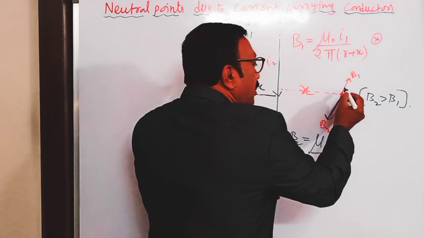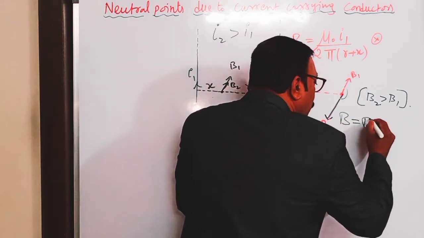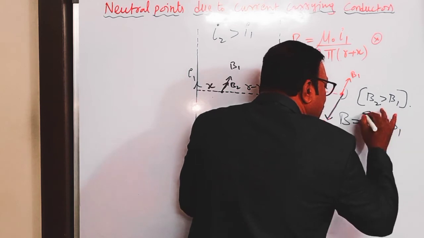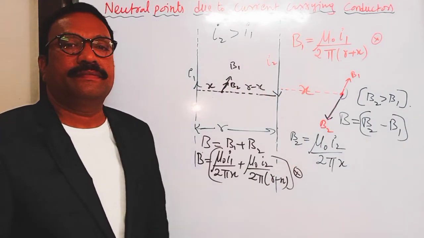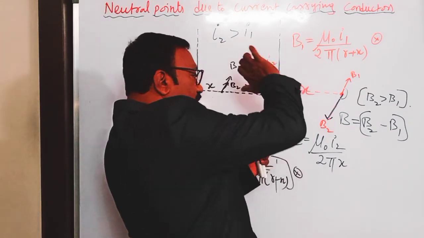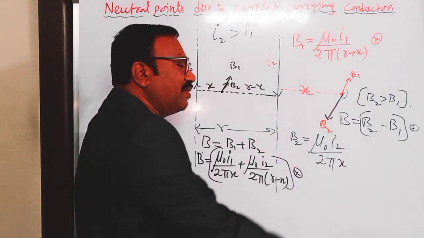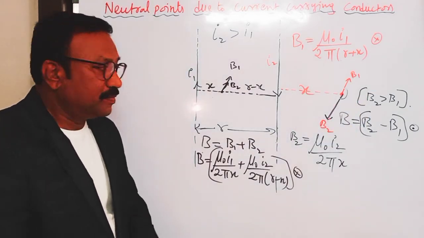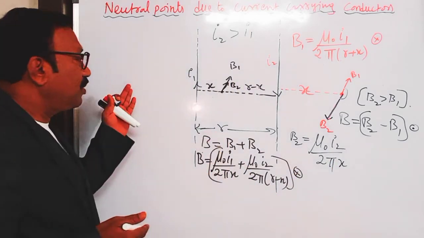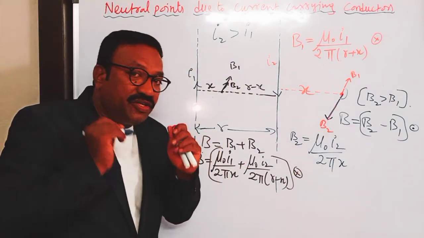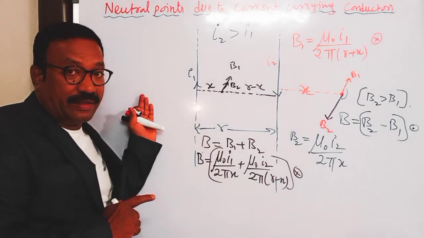Because these two are at 180 degrees, the resultant field is nothing but B2 minus B1, a fixed answer, because this is always greater. And you know, the outward field is greater, so the resultant field will be outward. Substitute B1 and B2 there. So there is no neutral point here and there is no neutral point here. And there will be a neutral point here. And what is the condition I told you? The neutral point is nearer to the smaller current. Yes, it has to be here then.